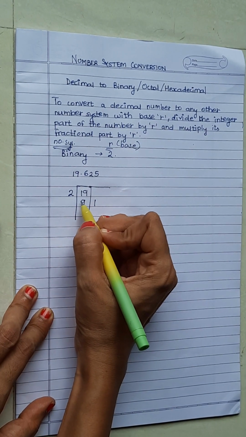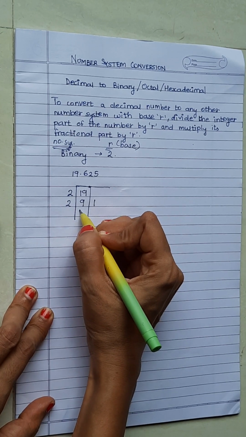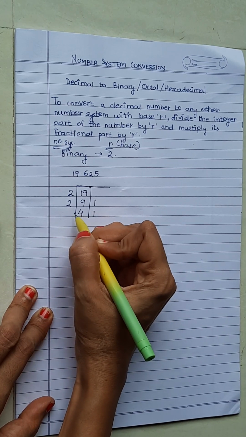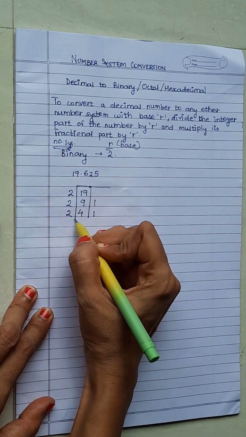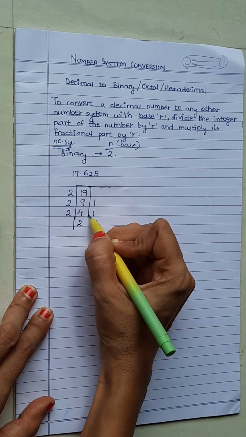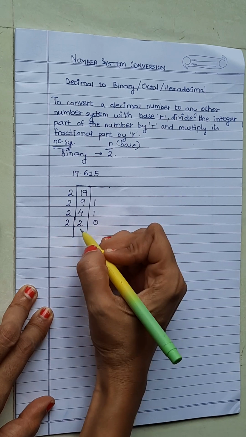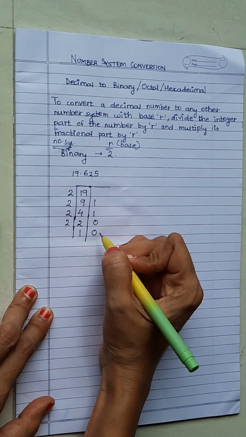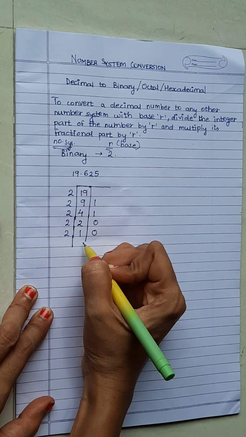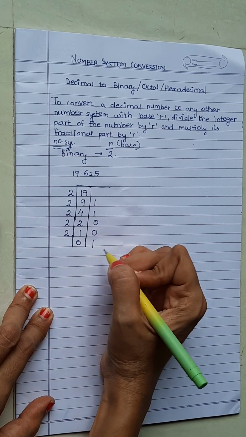Again divide the quotient that we get by the base r, that is 2. What we get is 4, since 2 4s are 8. Remainder again is 1. Again divide this quotient by 2. What you get is 2, since 2 2s are 4. Remainder is 0. Again divide the quotient by the base r. 2 1s are 2. Remainder is 0. Again divide the quotient by 2. You get 0. Remainder is 1.